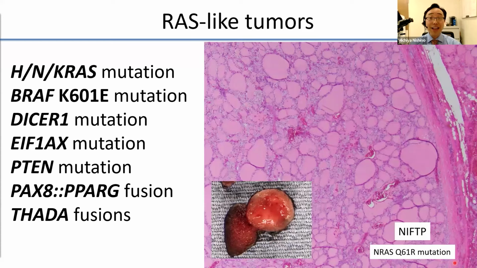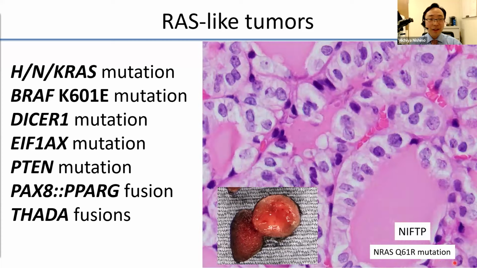There was no evidence of capsular or vascular invasion. It had a follicular growth pattern throughout, and this one had some nuclear atypia in terms of some longitudinal grooves, nuclear enlargement, chromatin pallor, checking off all the diagnostic criteria for NIFT-P. In this particular case, it had an NRAS mutation.